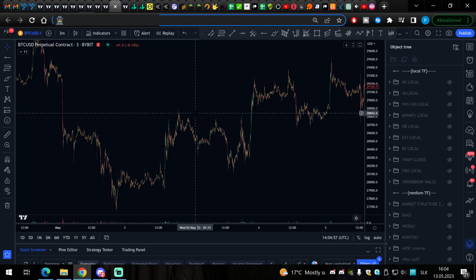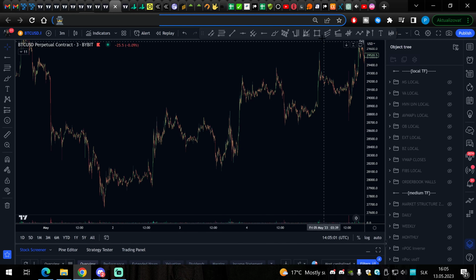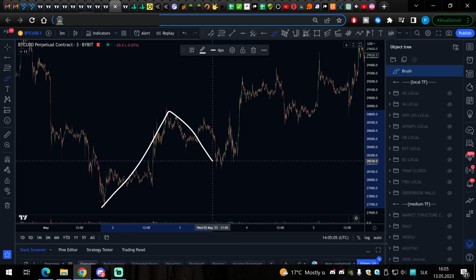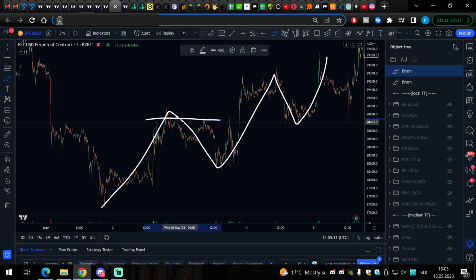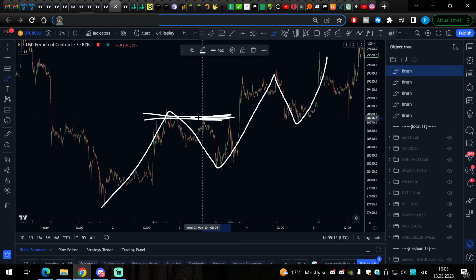Why this works? Yes, so it's about how the market functions. Let me show you here. I will be doing this example again. A lot of people were shorting this area. A lot of shorts here. Okay, they were partially right.